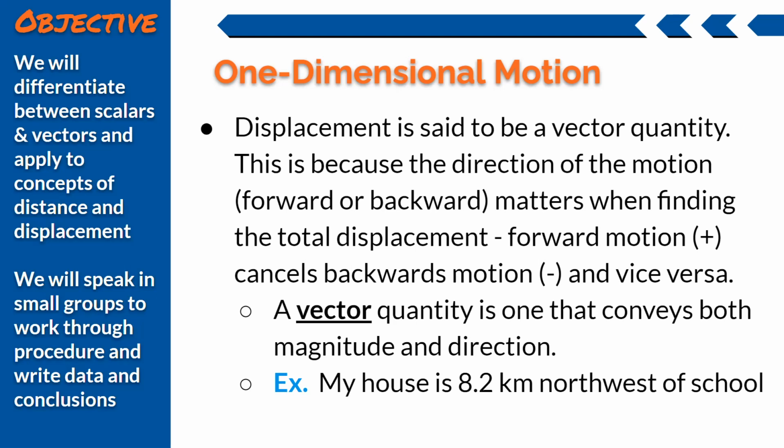A vector quantity is one that conveys both magnitude and direction. So when we talk about a vector, you're going to hear something like 8.2 kilometers northwest. It's going to have a direction associated with it.